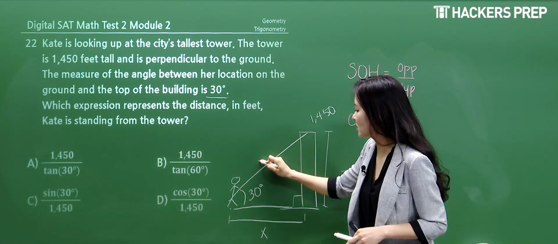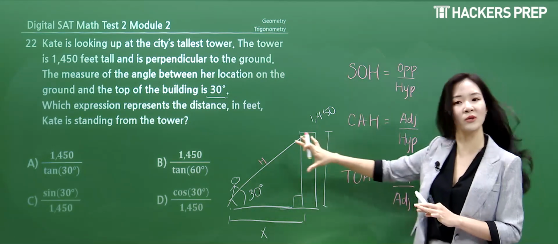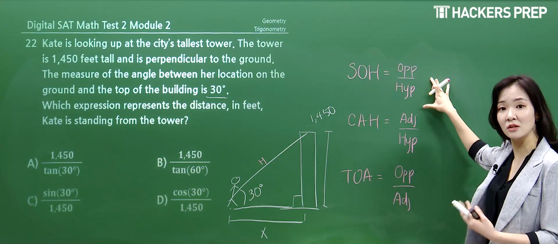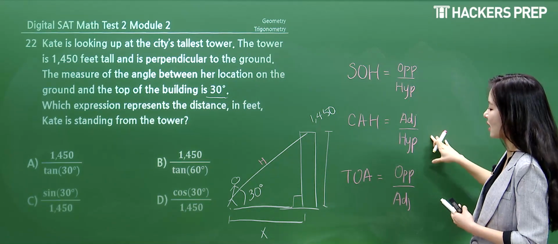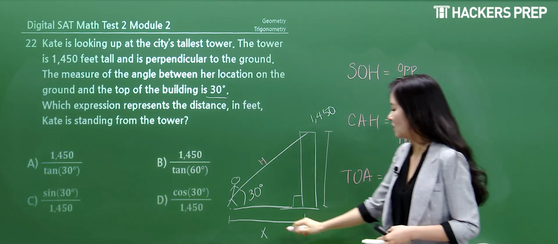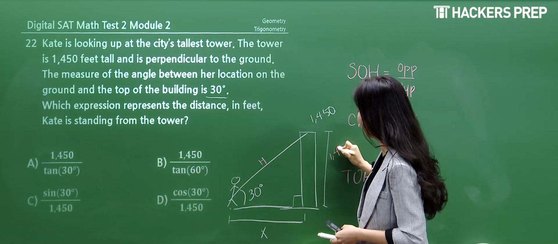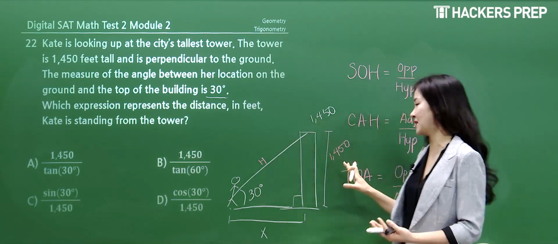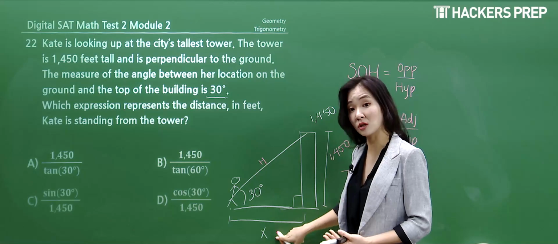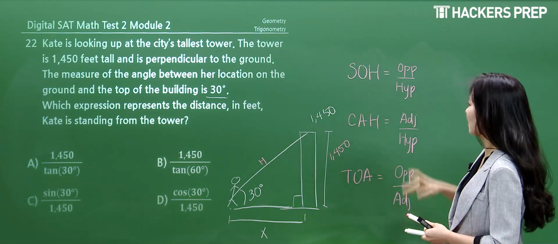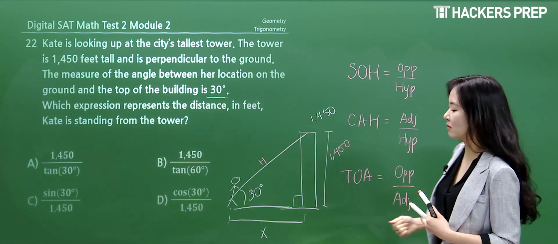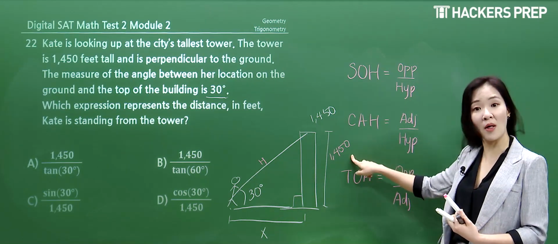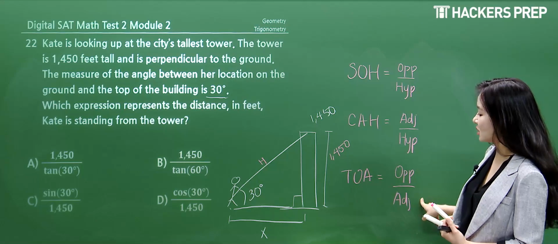This is the hypotenuse here, but because we're not really working with the hypotenuse, we can probably eliminate, or not use, sine and cosine, because all we're given here is the value of 1,450, which from the perspective of this 30-degree angle is the opposite segment, and then we're asked to solve for x. So in this case, of the three formulas, we can probably use tangent. So tangent of 30 would be the opposite, which is 1,450, over the adjacent, which is x.